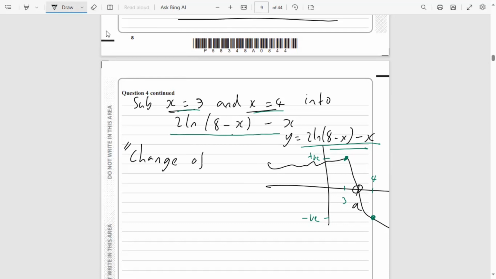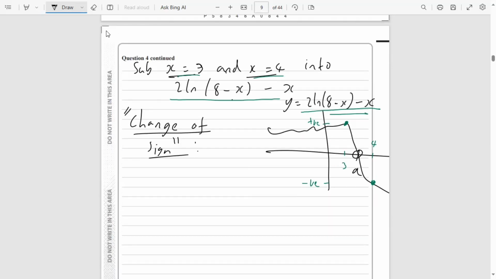Again, you don't need to do all this work for 2 marks. I'm just trying to explain in case any of you don't understand why we're doing what we're doing. It's really important in maths that you understand why you're doing what you're doing.